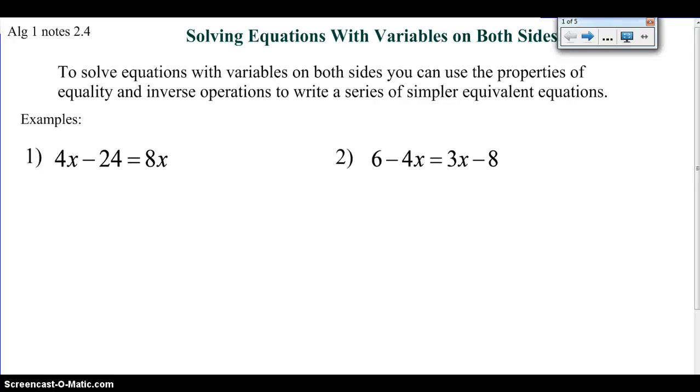Welcome back, Algebra 1 students. Today we're going to look at section 2.4, solving equations with variables on both sides.